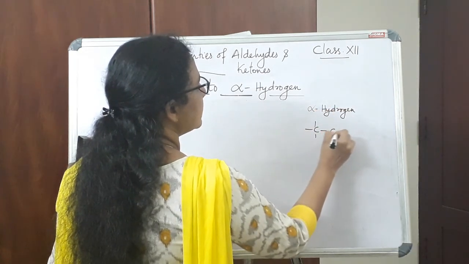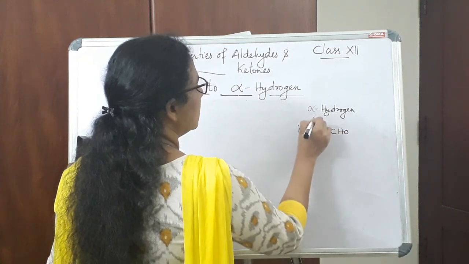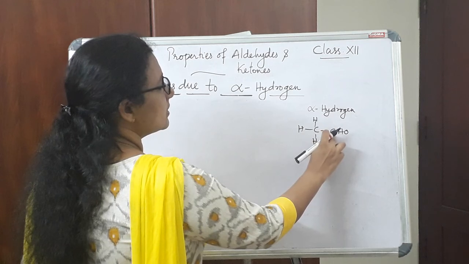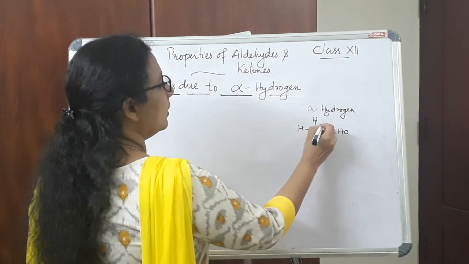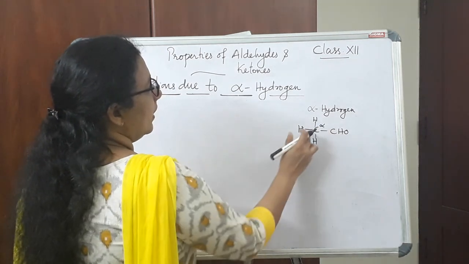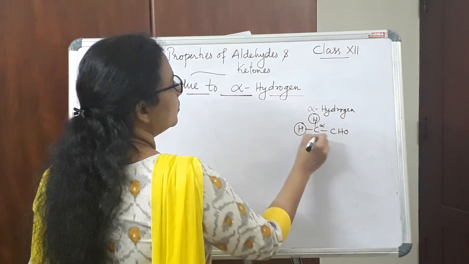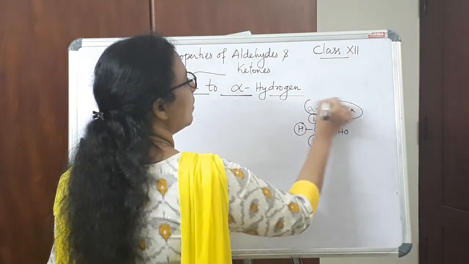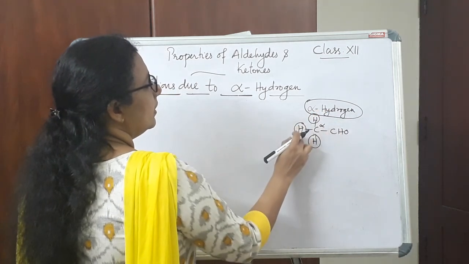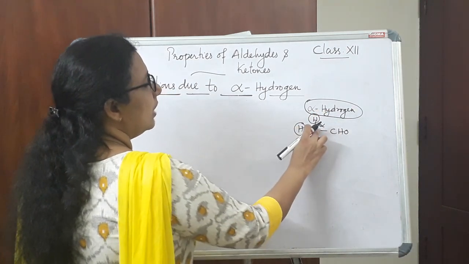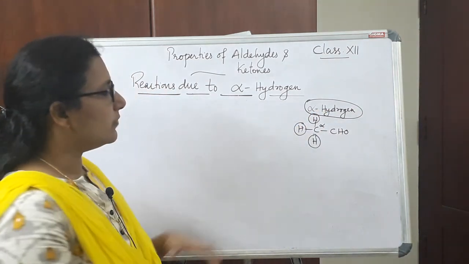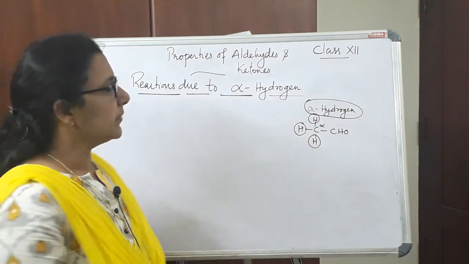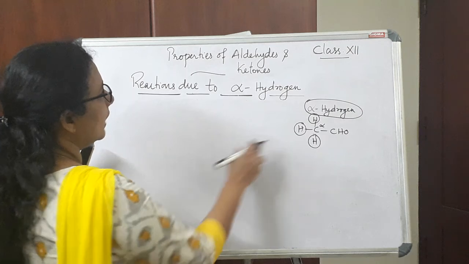In the case of acetaldehyde, CH3CHO, this carbon is connected to the functional group, so this carbon is called an alpha carbon. The hydrogen atoms connected to this alpha carbon are called alpha hydrogen. So alpha hydrogen atoms are the hydrogen atoms connected to the alpha carbon. In acetaldehyde, we can see there are 3 alpha hydrogen atoms. So this is about alpha hydrogen.